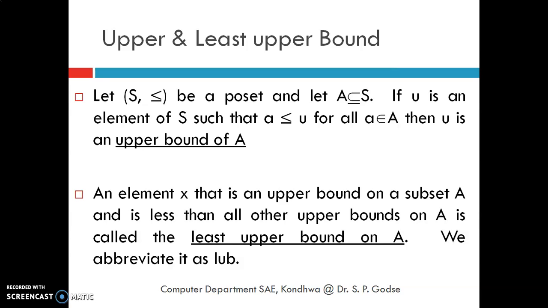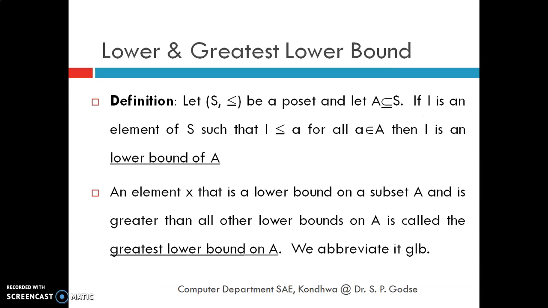An element X that is an upper bound on a subset A and is less than all other upper bounds on A is called the least upper bound of A. We abbreviate it as LUB. Now we see that the least upper bound is the smallest upper bound among all the upper bounds which exist for the subset A. It is called the least upper bound.